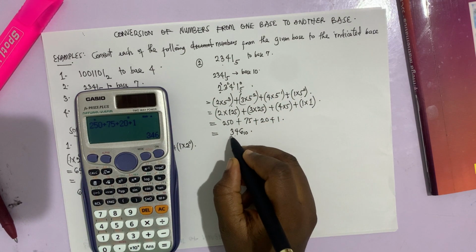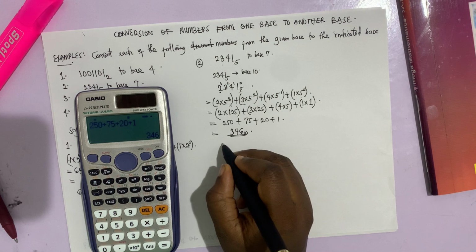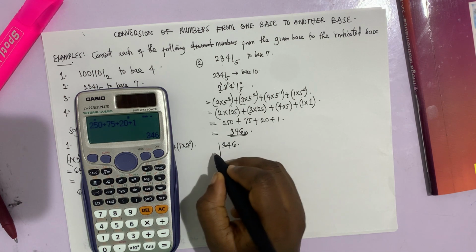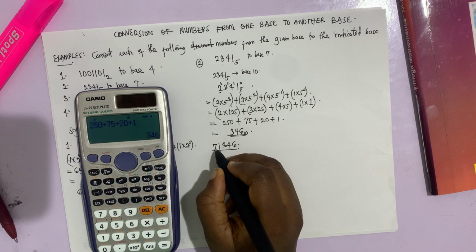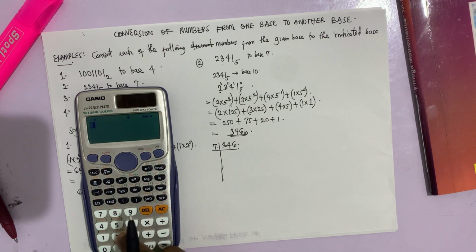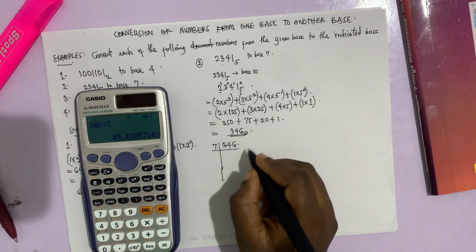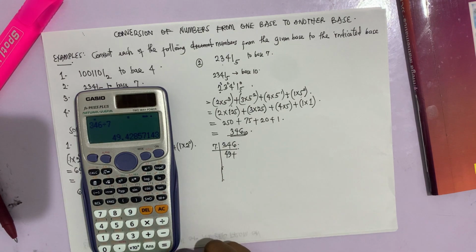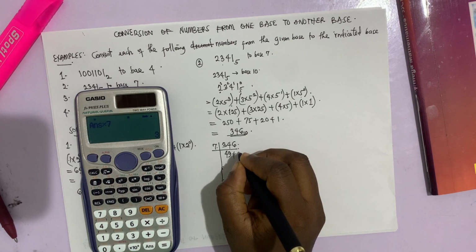So then we have gotten to the middle ground. So we now convert 346 to a number in base 7 by dividing continuously by 7 and recording the remainder. So 346 divided by 7 will give us 49 plus 3.